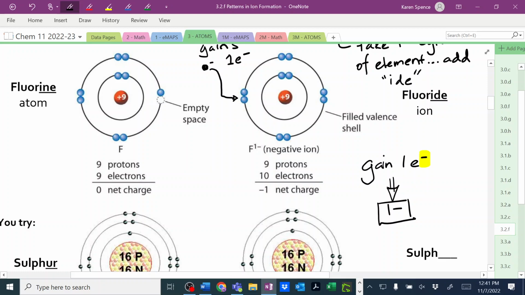Now, if you look at it from the overall net charge perspective, you can say I have 9 protons. The protons do not change. I go from having 9 electrons to having 10 electrons. Now I have more electrons than protons, which means my overall charge is negative.